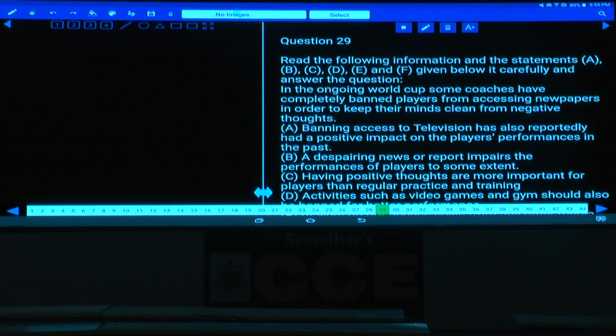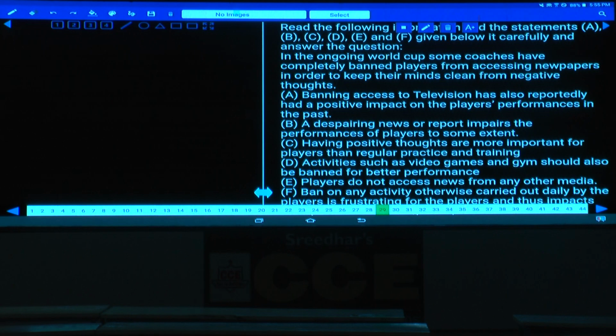Then 29 to 31. Now read the following information and the statements A, B, C, D and E given below carefully and answer the following questions. In the ongoing World Cup, some coaches have completely banned players from accessing newspapers. What is the main objective behind this one? In order to keep their minds clean from negative thoughts, the coaches have completely banned going through these newspapers. Most of them, some of the coaches have done this one.